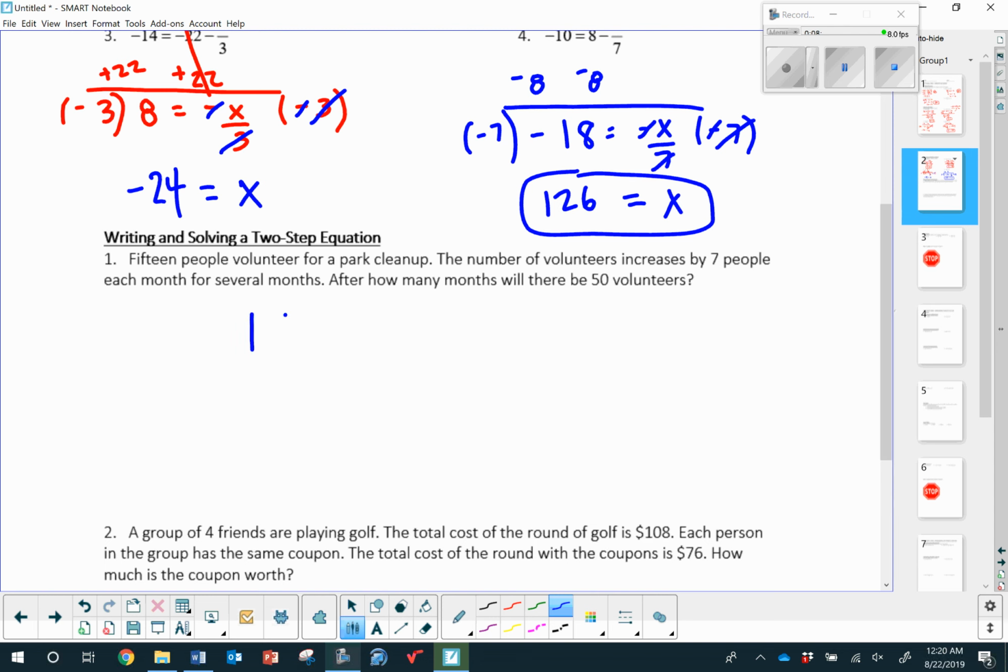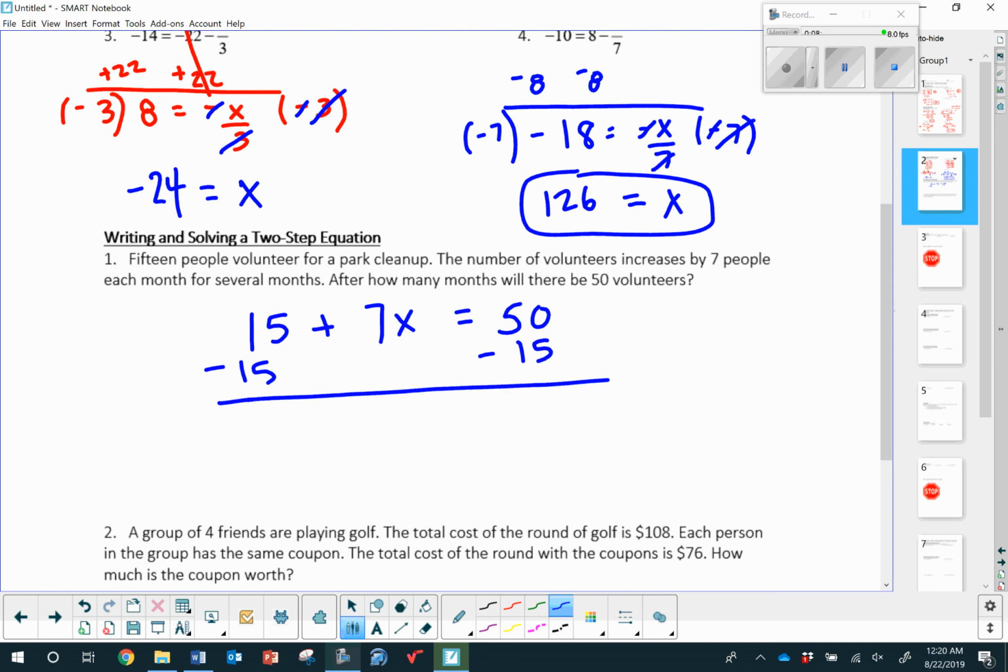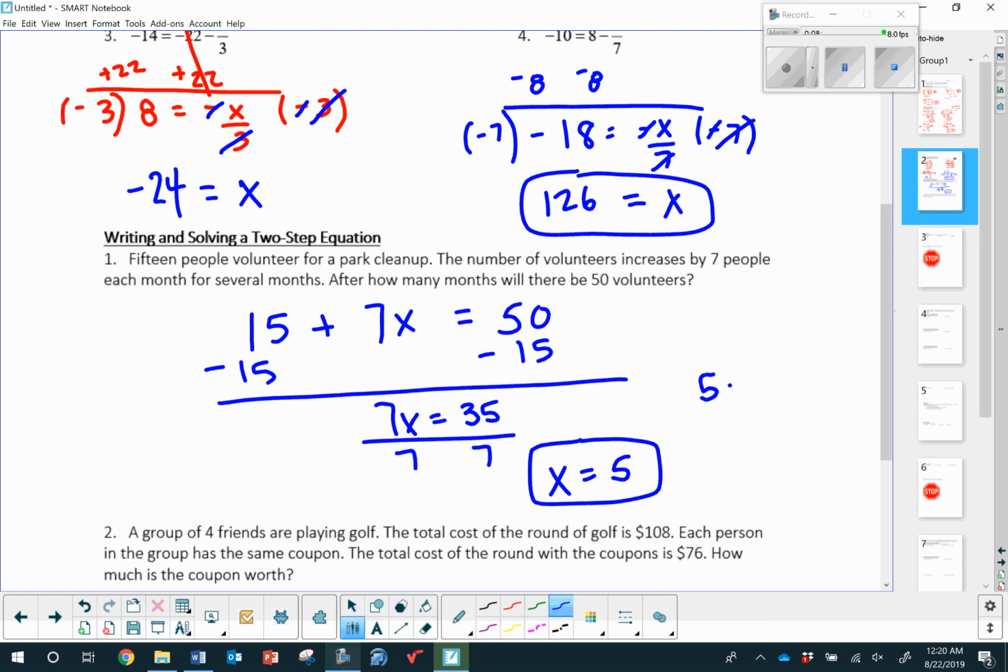So we know we start with 15 people. Then we know it increases by 7 people, but we're not sure how many months that happens. But we know our total is 50. So now we just have a two-step equation. If we subtract 15 from both sides to isolate that variable, I have 7x equals 35. If I divide both sides by 7, x equals 5. So your answer, really if we include the units, would be 5 months.